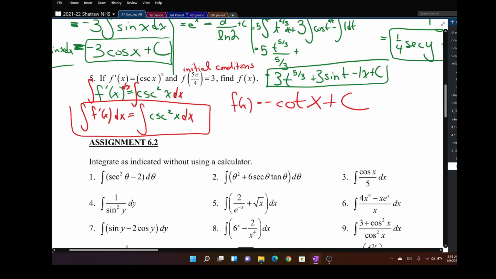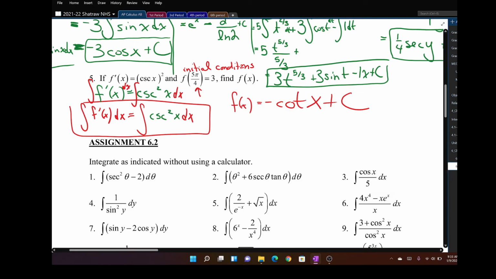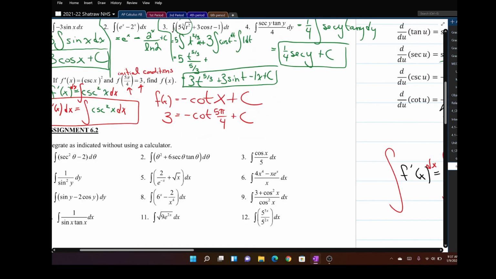My initial conditions tell me that I know what it is when I evaluate it. When x equals this, y will equal that. So here we go. I'm about to use this. If x is supposed to be 5 pi over 4, and here's my negative cotangent, and then y equals 3, I will be able to find out what c is by solving for that.